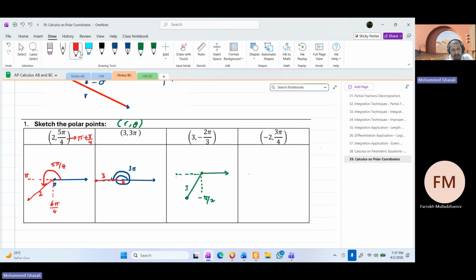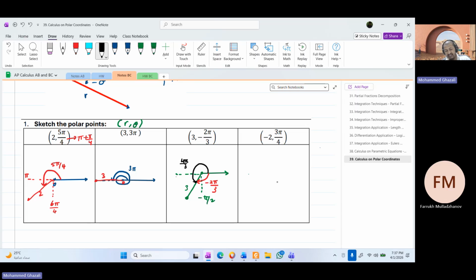So your answer is 3. The radius is 3, and the angle is negative 2 pi by 3. But remember, negative 2 pi by 3 is the same thing as going right around, and that is 4 pi by 3. Okay? It's like coterminal angles. Make sense? Yeah, makes sense, sir. What about the next one?